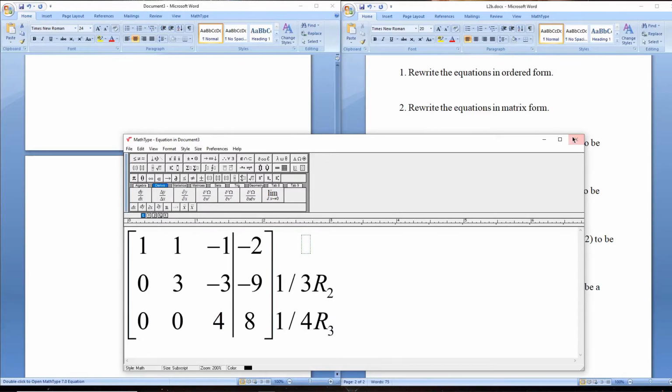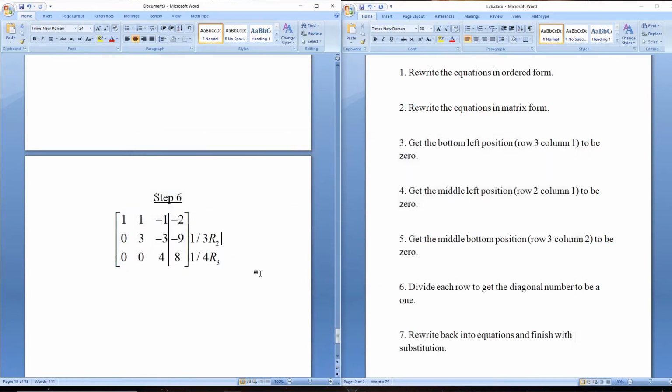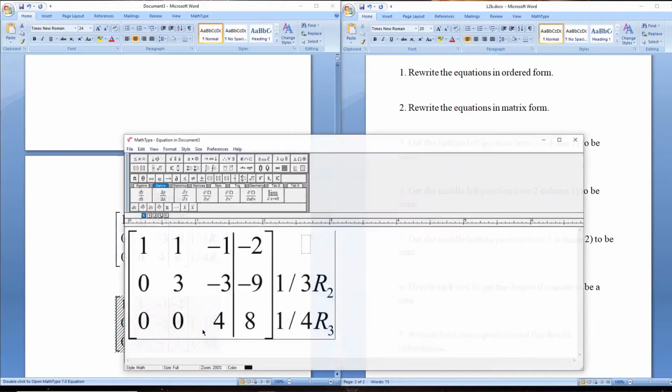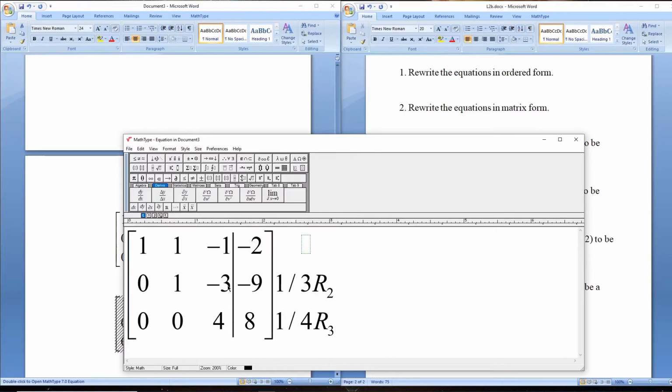So here are our instructions. We got 2 of them this time. And now let's do that. So row 2, we're going to divide everything by 3. So 3 divided by 3 is 1. Minus 3 divided by 3 is minus 1. And minus 9 divided by 3 is minus 3. And so we completed that instruction. And now for row 3, we're going to divide everything by 4. So 4 divided by 4 is 1. 8 divided by 4 is 2. And then we completed that instruction.